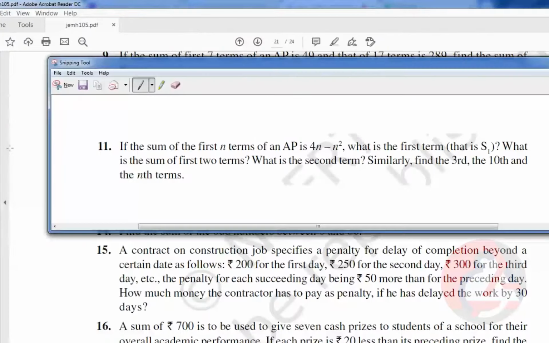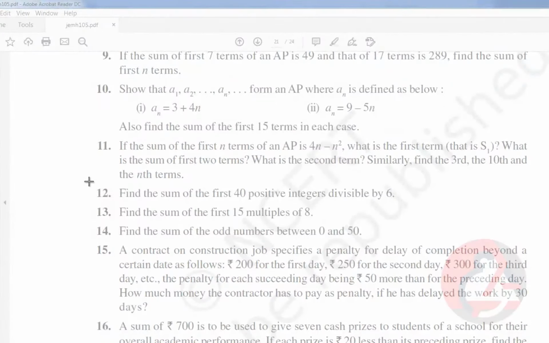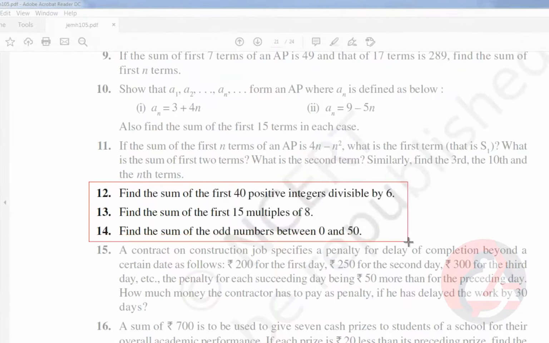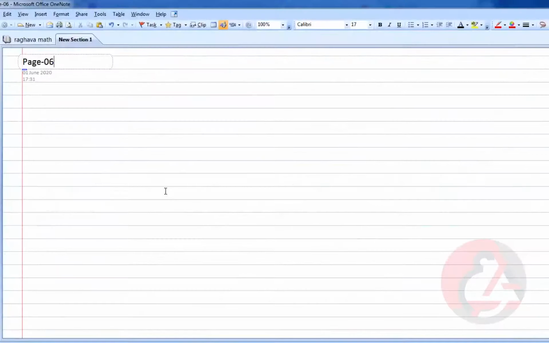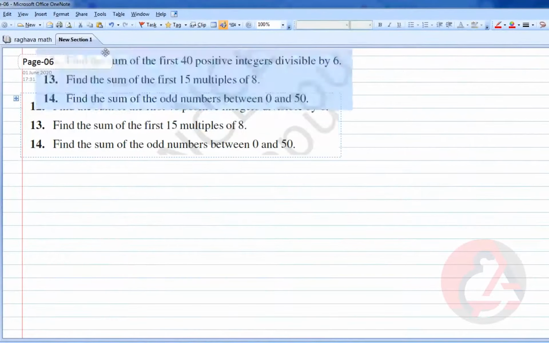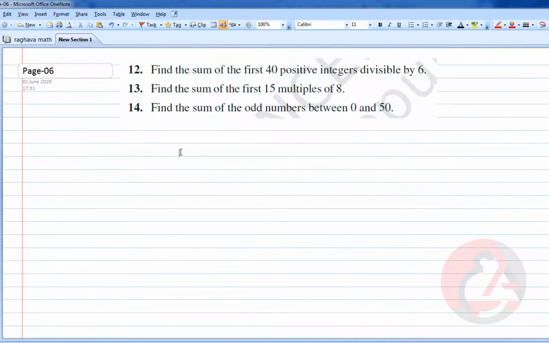We'll try to do these two questions now, the 12th and 13th or 14th, the three together we can do. See here. Try this question using your existing knowledge. Find the sum of the first 40 positive integers divisible by 6. What is the first positive integer which can be divisible by 6?